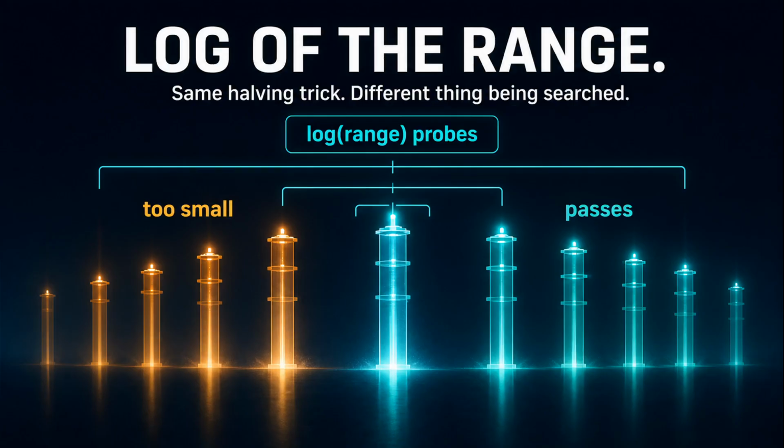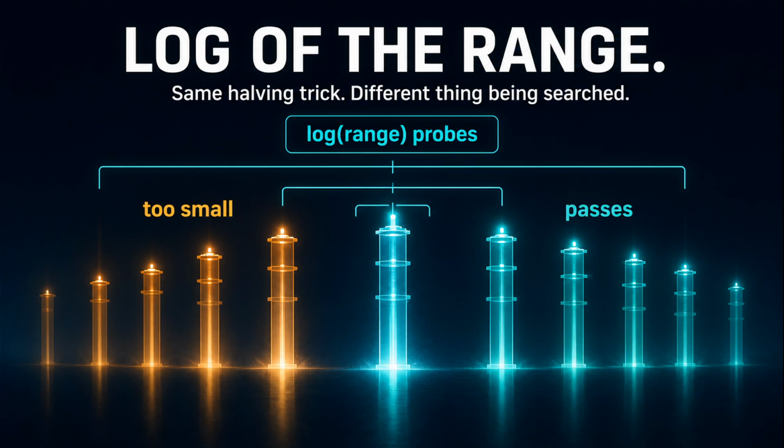The question is, where is the boundary? You find it in log of the range using the same halving trick. Pick the middle, ask the predicate, throw away the half that cannot contain the boundary. The switch can be anywhere along the range. You just keep halving until you find where it flips.